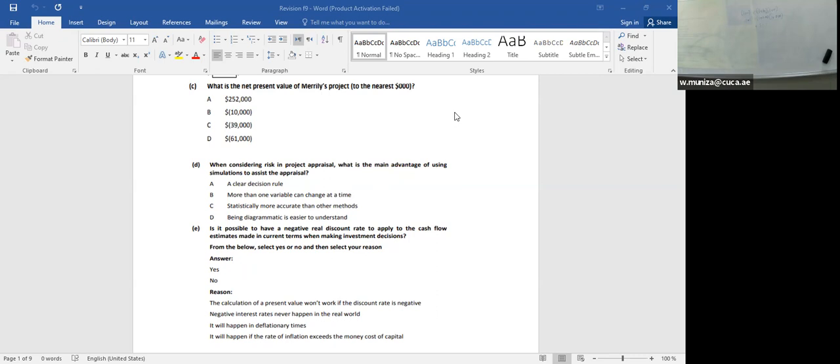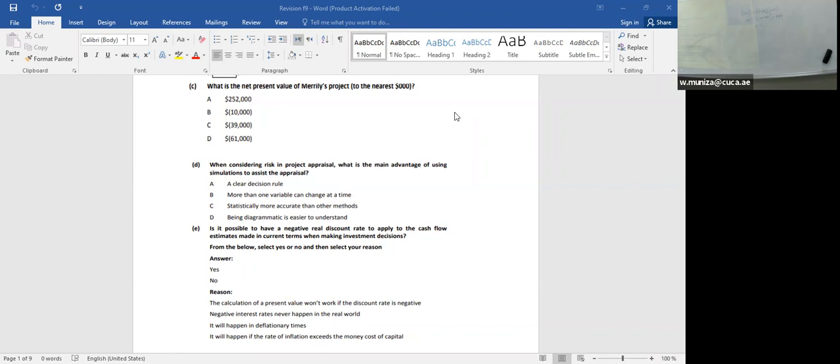Sensitivity analysis is going to be used when we want the changes in one variable and we want to see the outcome of that. When we want to change different amounts of variables and see the effect of that in any project, we are going to use simulation. So they are asking us what is the main advantage of using simulation to assist the appraisal? A clear decision rule? No, never. Neither sensitivity analysis nor simulation ever gives us a clear decision rule.